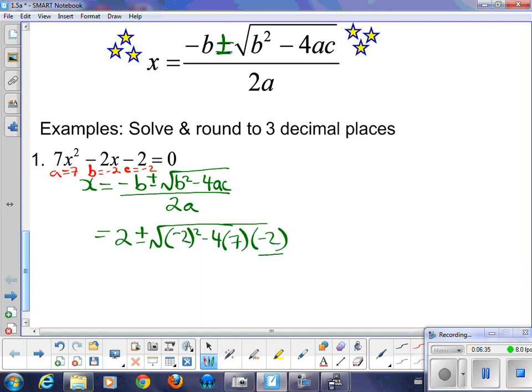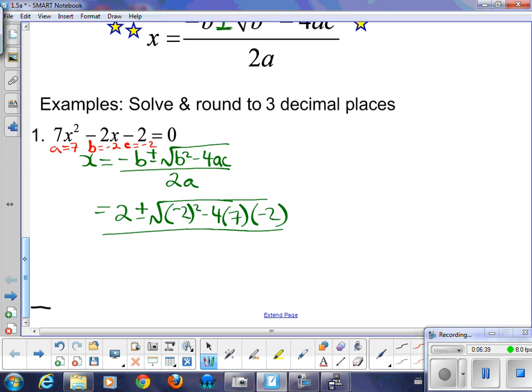Really be careful that if you have negative values for your A, B, or C, that you are putting them in the formula. Otherwise, you will create a negative under the square root when there shouldn't be. Okay, so step 1 is give me the formula. Step 2, substitute the values in. The next step, I just want to know what that equals.